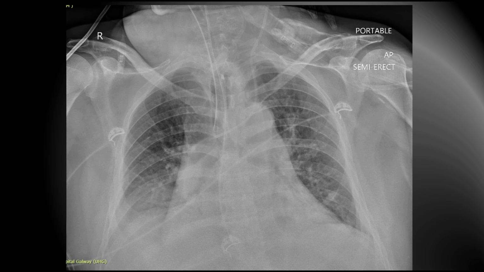The patient has now been intubated and has a central line. What do you think of the position of the line and the endotracheal tube? I think they're a bit far in.